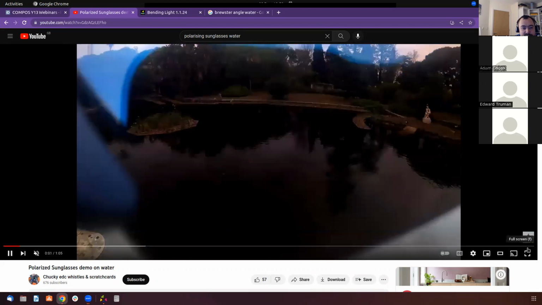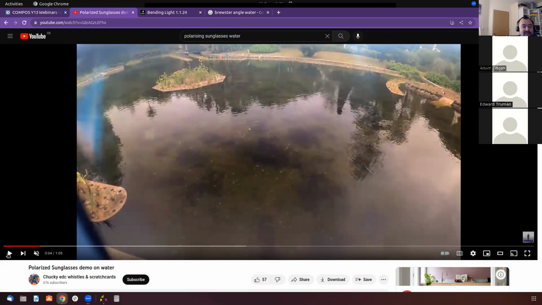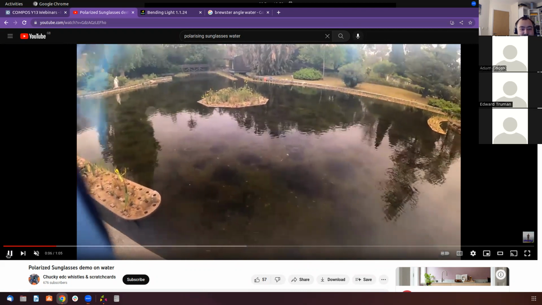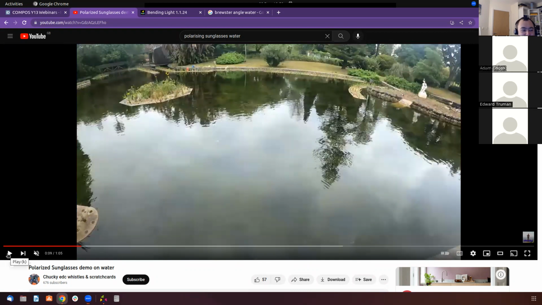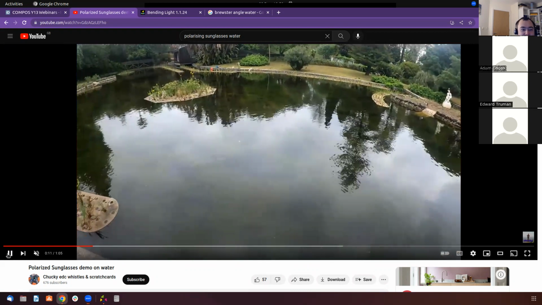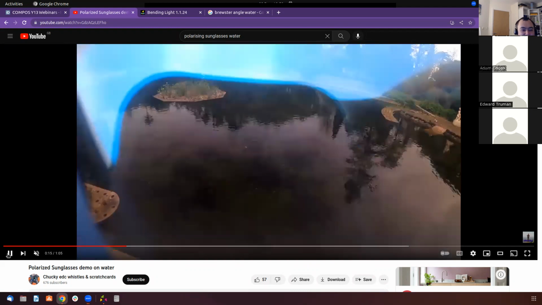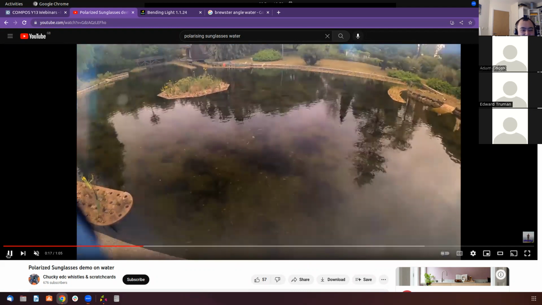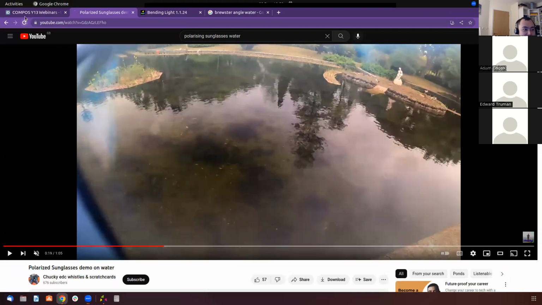So here you are, these polarizing sunglasses. So you can see into the water. Take them away. You see the reflection of the sky. And put the sunglasses on. You can see into the water, which is quite cool. So that's how it is.